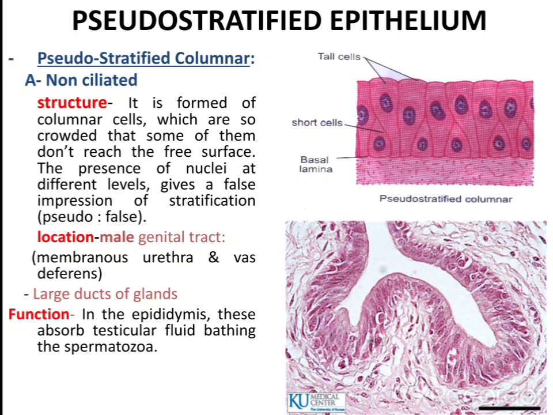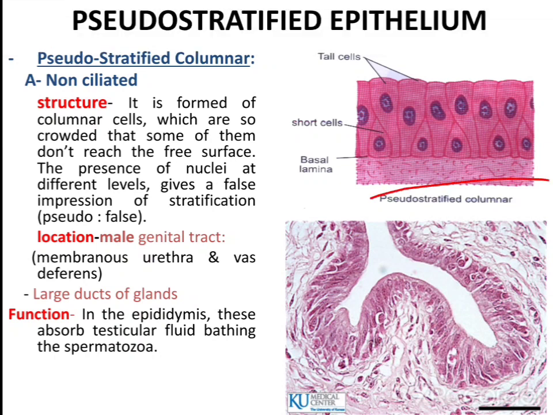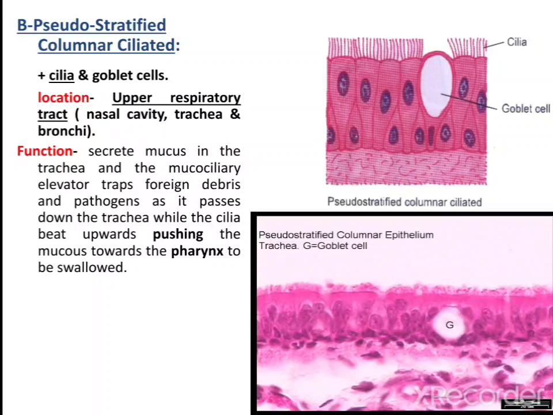For the diagram you have to draw this pink colored diagram, that is the pseudostratified non-ciliated. Then pseudostratified ciliated, in this we include cilia as well as goblet cells, and their location is the upper respiratory tract, that is the nasal cavity, trachea and the bronchi.